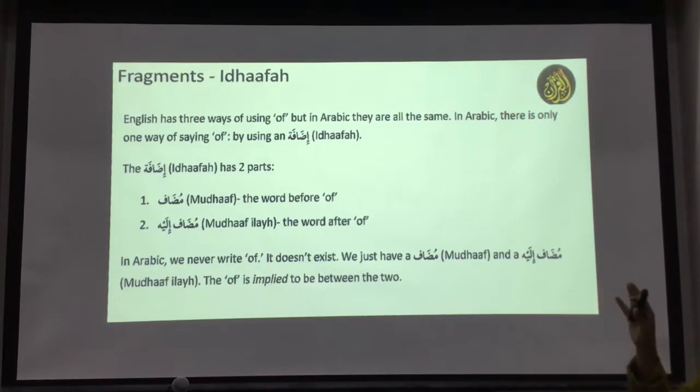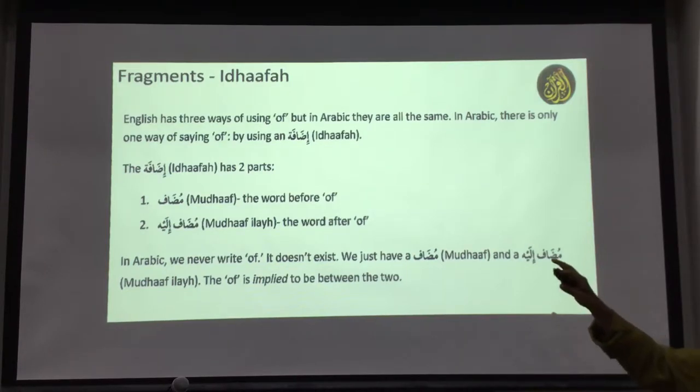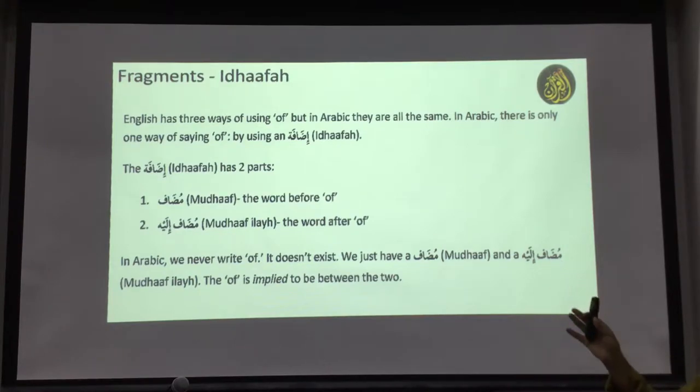So the first fragment that we talked about last week is called idafa. Idafa means that it is a way of joining two words, and it is about the "of".